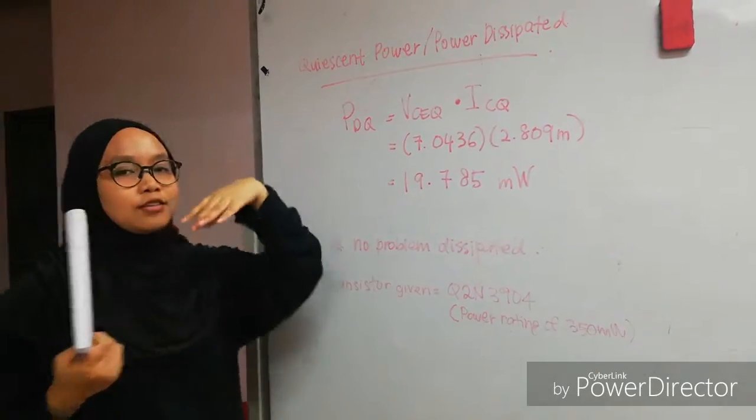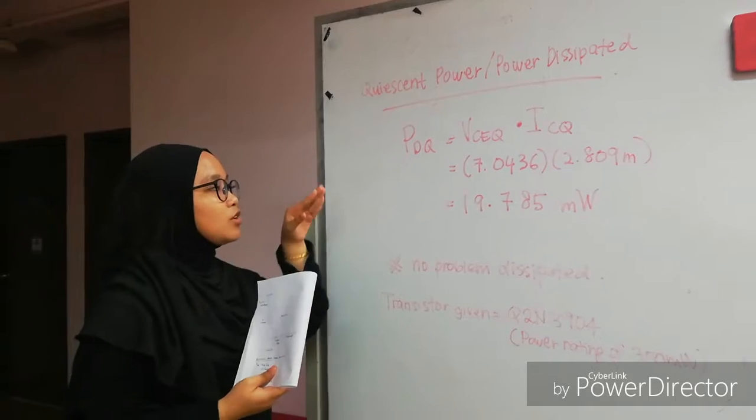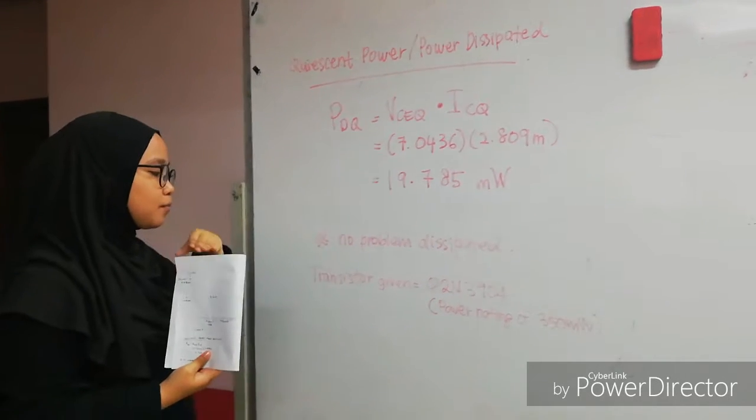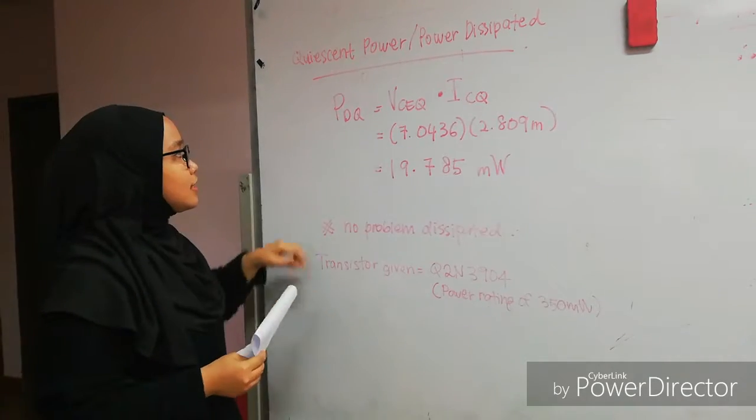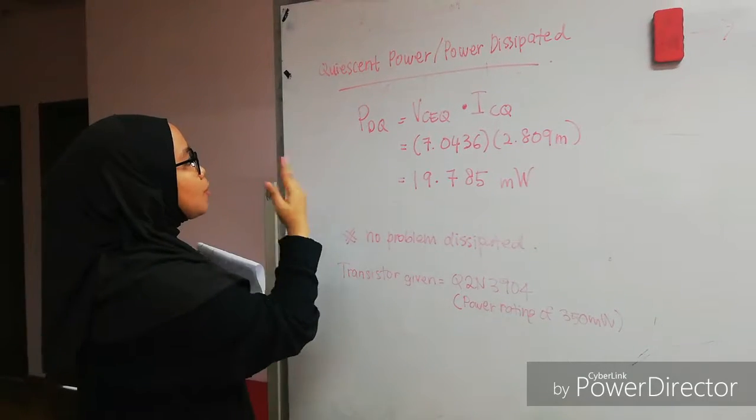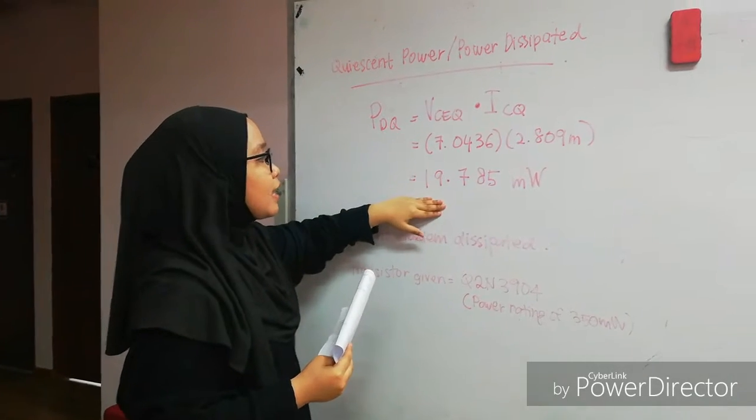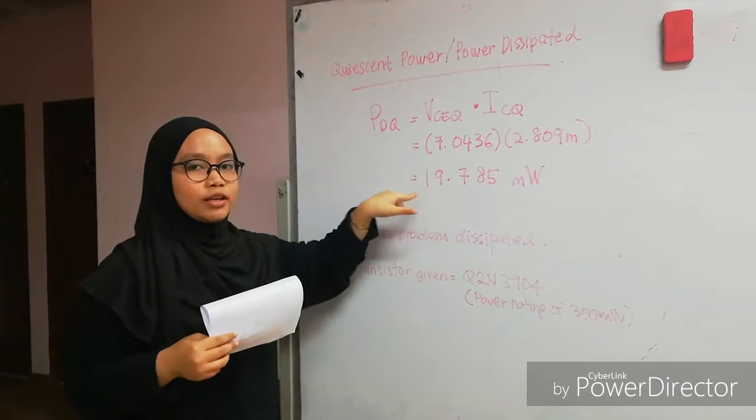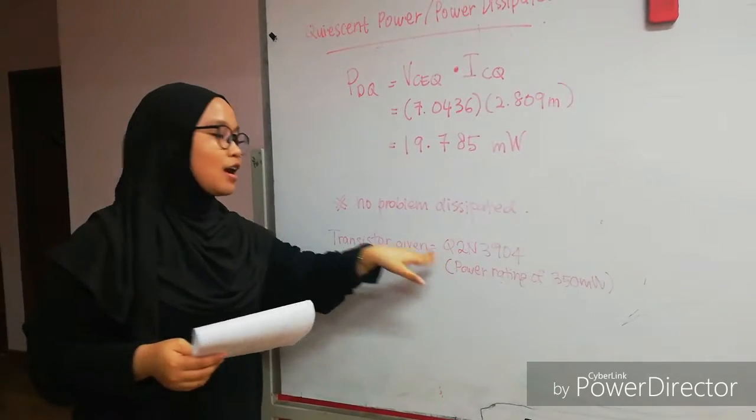Hi, I'm Nuha. Okay, next I will explain the power equation, or what we call power dissipated. We have to find the power dissipated in the circuit, because we want to prove that the power in the circuit does not exceed the power rating of the transistor given, which is 350 milliwatt. This is the formula that we will use to calculate the power dissipated in the circuit, which is PDQ equal to VCEQ times ICQ. Then we will get 19.785 milliwatt. So from the answer, this proves that the power dissipated does not exceed the power rating of the transistor given.